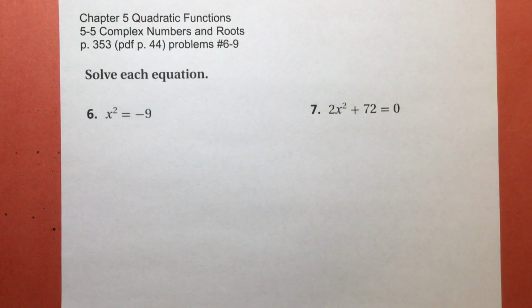Hello, we're doing Chapter 5, Section 5, talking about complex numbers as roots of equations. I'm on page 353, the guided practice problems. We're going to do problems 6, 7, 8, and 9. In these problems, we're going to solve using square roots. But when I take the square root, I'm going to take the square root of a negative number, which means I'm going to end up with an imaginary or complex solution.